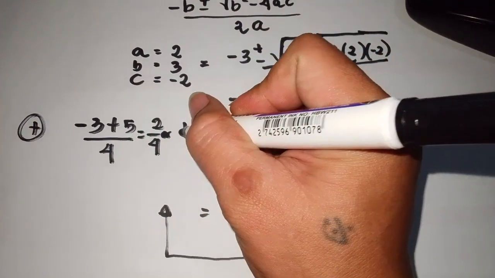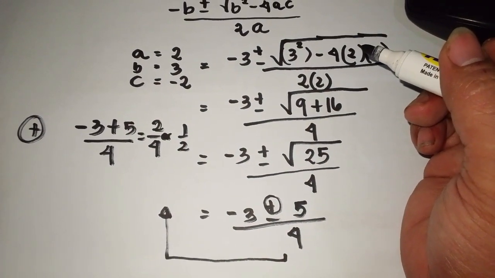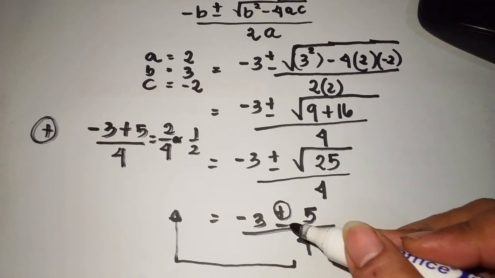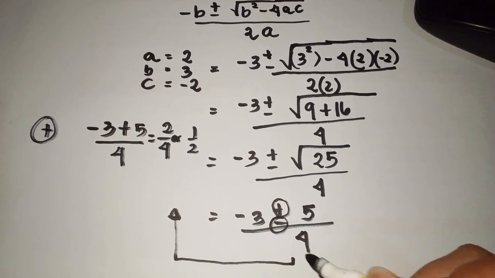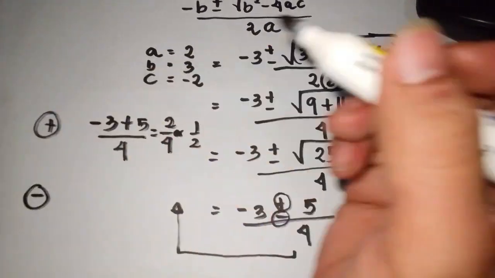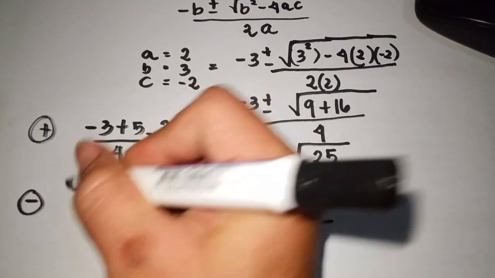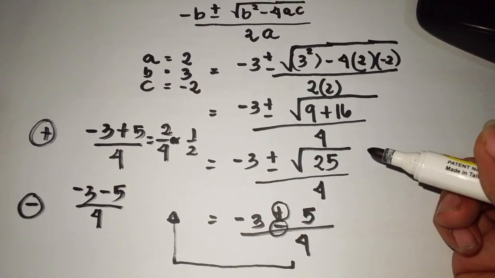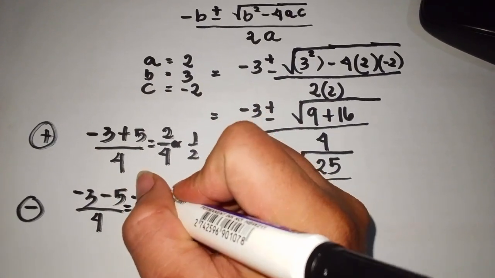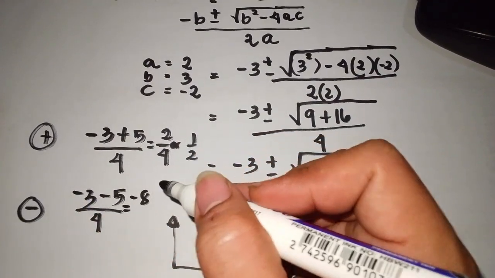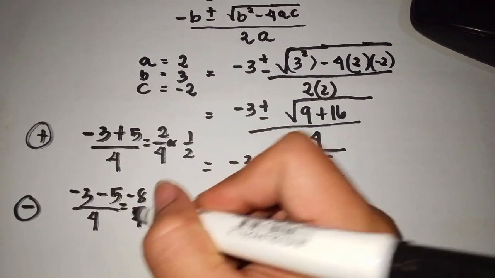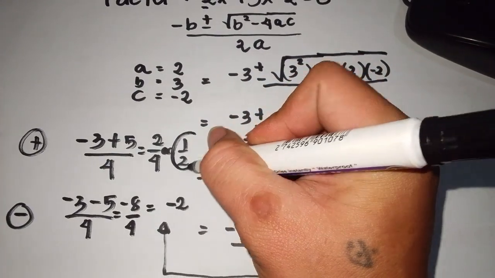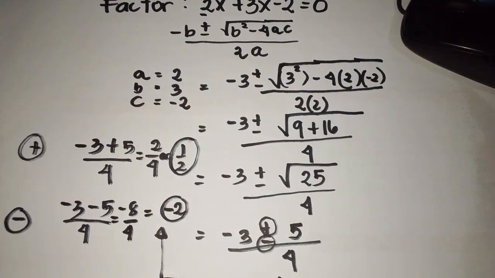Alright, so get the lowest term or reduce. So this is 1 half. And the next, we will use the subtraction operation or the minus. So negative 3 minus 5 all over 4. Negative 3 minus 5 is negative 8, and the denominator is 4. So if you divide negative 8 by 4, it will give you negative 2. Okay, so we have 1 half and negative 2.